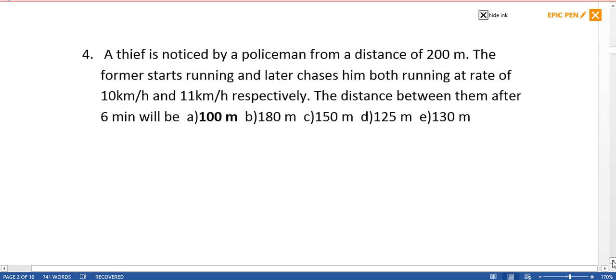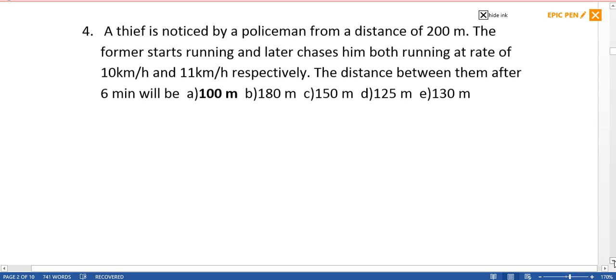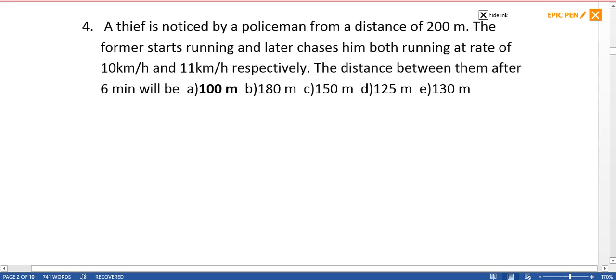Now let's go to question number 4. A thief is noticed by a policeman from a distance of 200 meters. The policeman starts running and chases him, both running at the rate of 10 km per hour and 11 km per hour. The distance between them after 6 minutes will be.